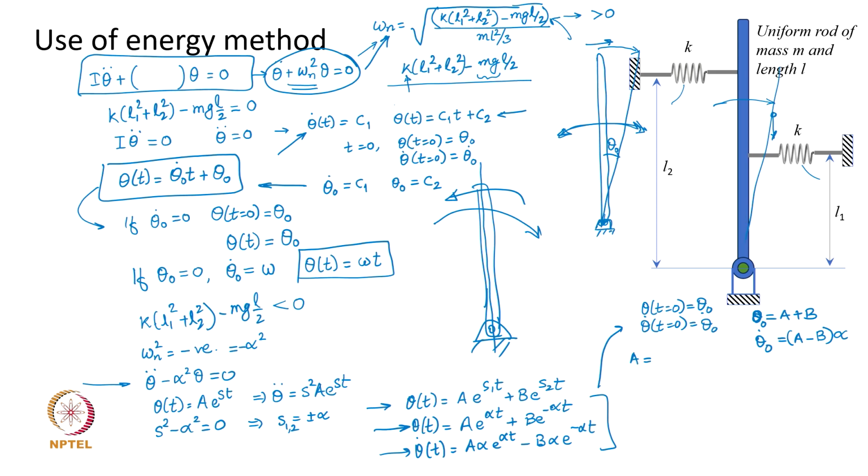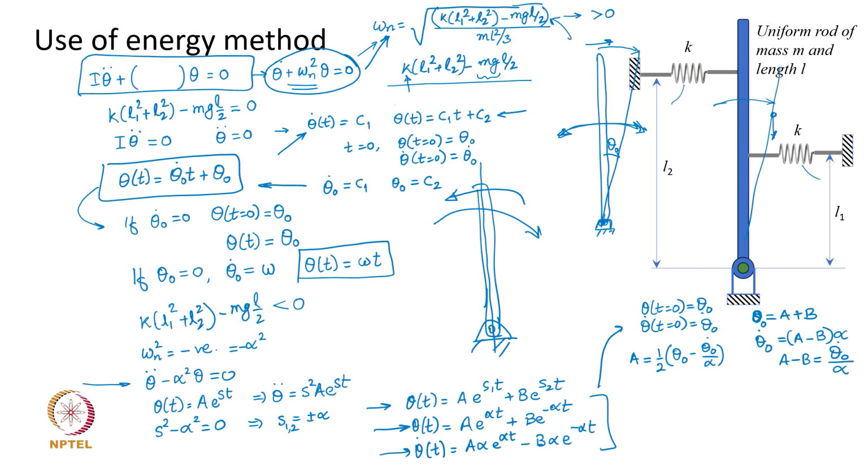So, using these two equations we can get expressions for a and b. Obviously, a plus b is theta naught and a minus b is theta naught dot by alpha, right. So, let us say if I write a minus b equal to theta naught dot by alpha, then if you add these two expressions we have a equal to half of theta naught minus theta naught dot by alpha, isn't it.